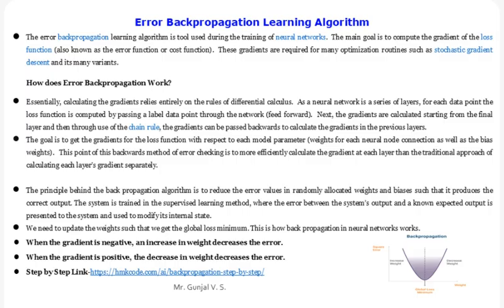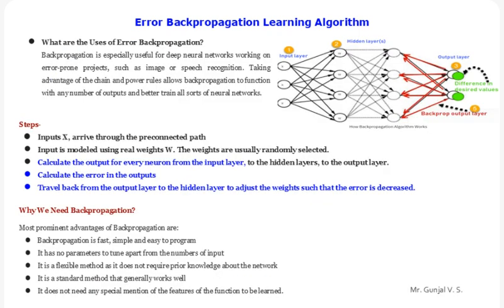The error backpropagation learning algorithm is a crucial method for optimizing neural networks by computing the gradient of the loss function. It adjusts the weights to minimize errors and improve accuracy. Backpropagation is essential for deep neural networks, allowing them to learn and adjust weights to minimize errors. It involves calculating the output for each neuron and adjusting weights to decrease the error.